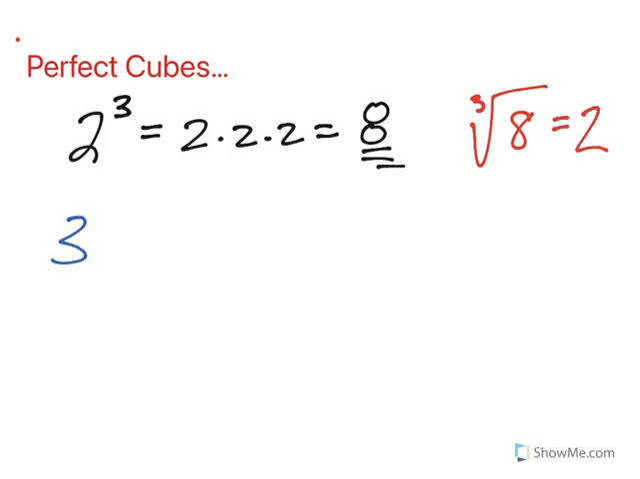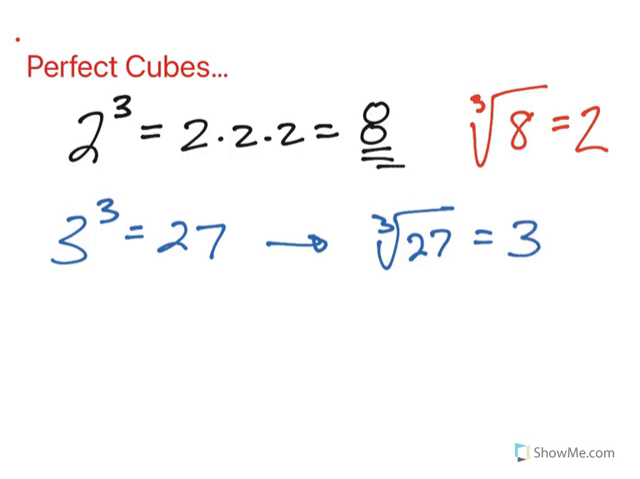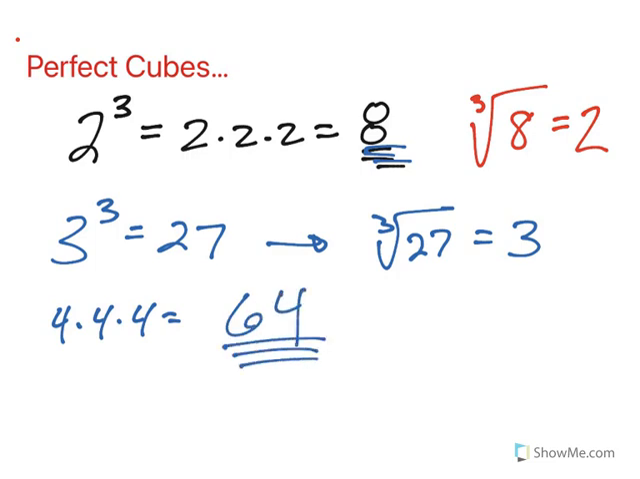Similarly, we know that 3 cubed is 27. Therefore, the cube root of 27 is 3. So perfect cubes are any numbers that can be found by multiplying something together 3 times. So 4 times 4 times 4 gives us 64. 64 is a perfect cube. 5 times 5 times 5 is 125. Perfect cube. So that's how we can find our perfect cubes.